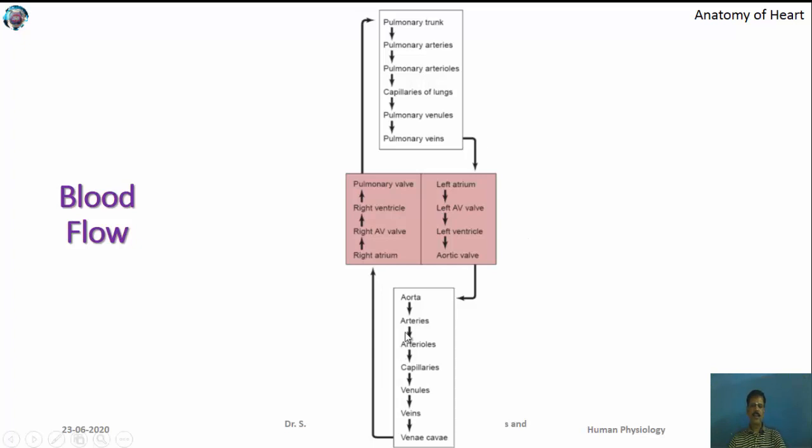So you can see here, from the veins, blood goes to the right atrium, then the right atrioventricular valve and right ventricle, then the pulmonary valve through the pulmonary artery to the pulmonary arterioles, capillaries of the lungs, pulmonary venules, pulmonary veins, and comes back to the left atrium, then the left atrioventricular valve, the left ventricle, then the aorta. Then from the aorta it goes to arteries, arterioles, capillaries, venules, veins, and vena cava. Then it comes back. So the human circulatory system is usually called a closed circulatory system, unlike the circulatory system in a cockroach. The blood circulatory system in a cockroach is called an open circulatory system.